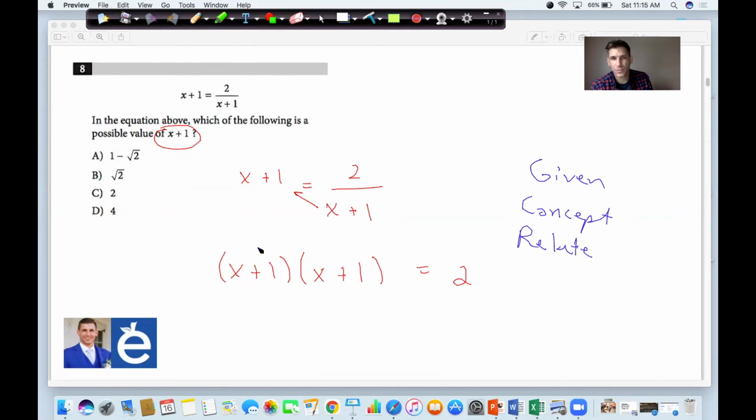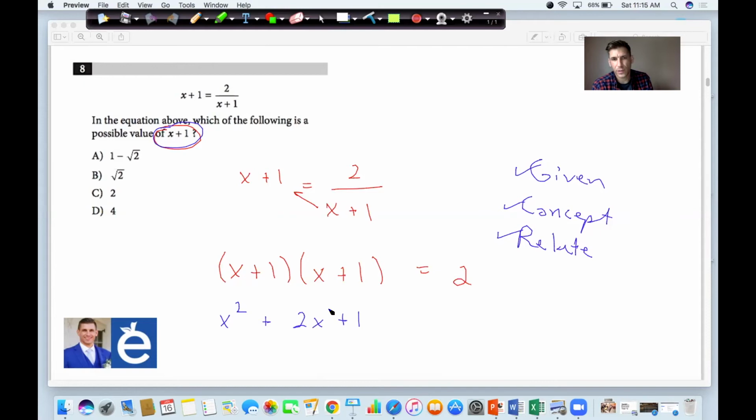If you decide to FOIL here, then you're not thinking about how they relate. Because if you FOIL this, you get an x squared, and you end up getting what? x squared plus 2x plus 1. That doesn't help you though, because notice your answer choices here, right? If you do it this way, you end up factoring it back anyway, and then you have to solve for x plus 1.